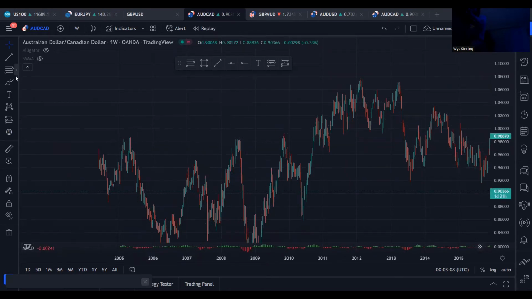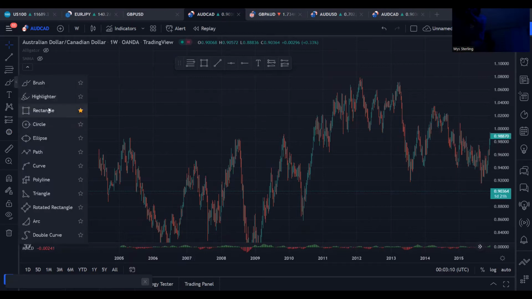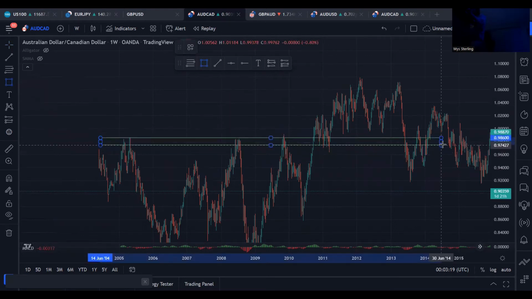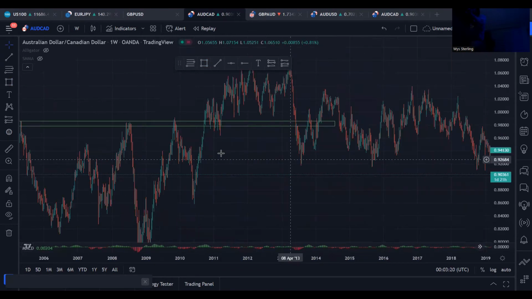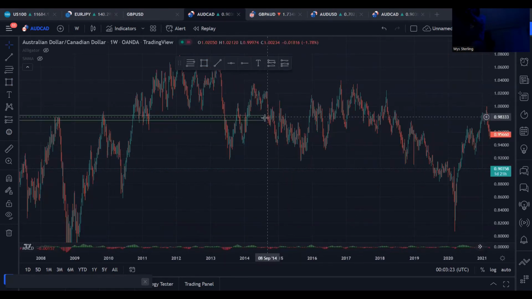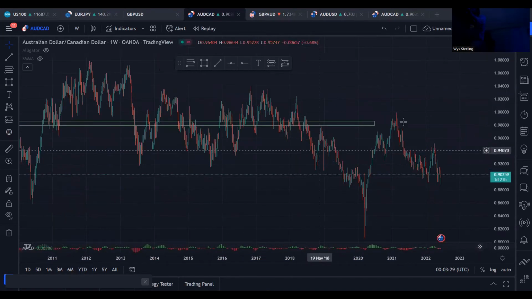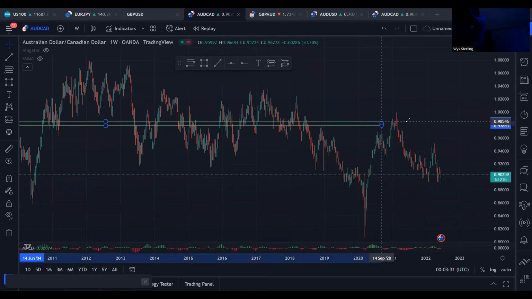So let's start by selecting our rectangle, then we draw from here. Let's continue. If it is valid, we will have more than 2-3 touches. If we have more than 2-3 touches, that means this particular line that we just drew is valid.